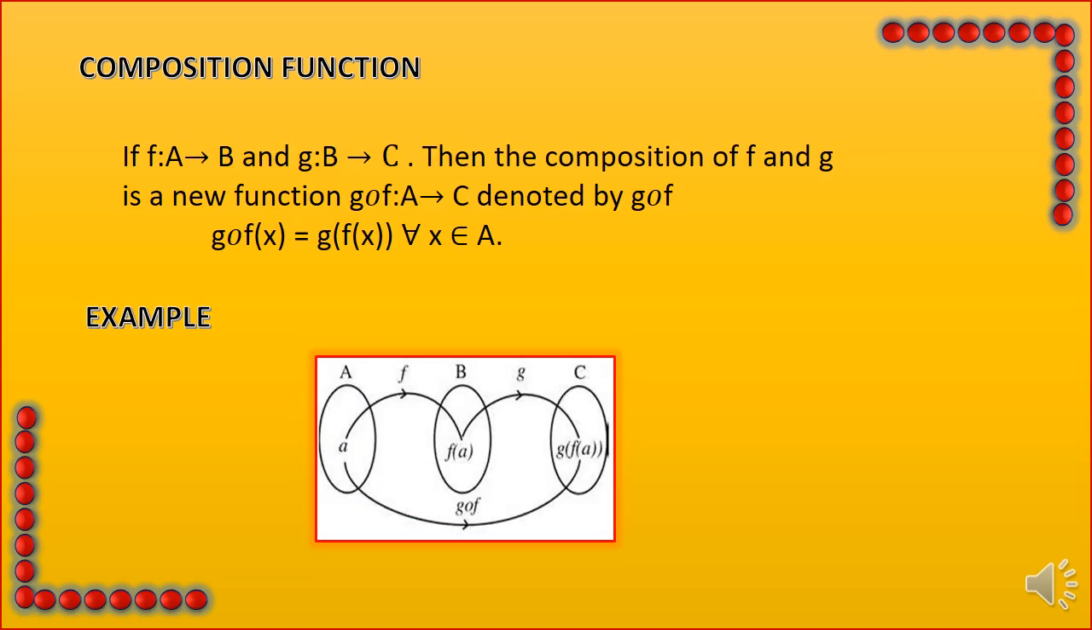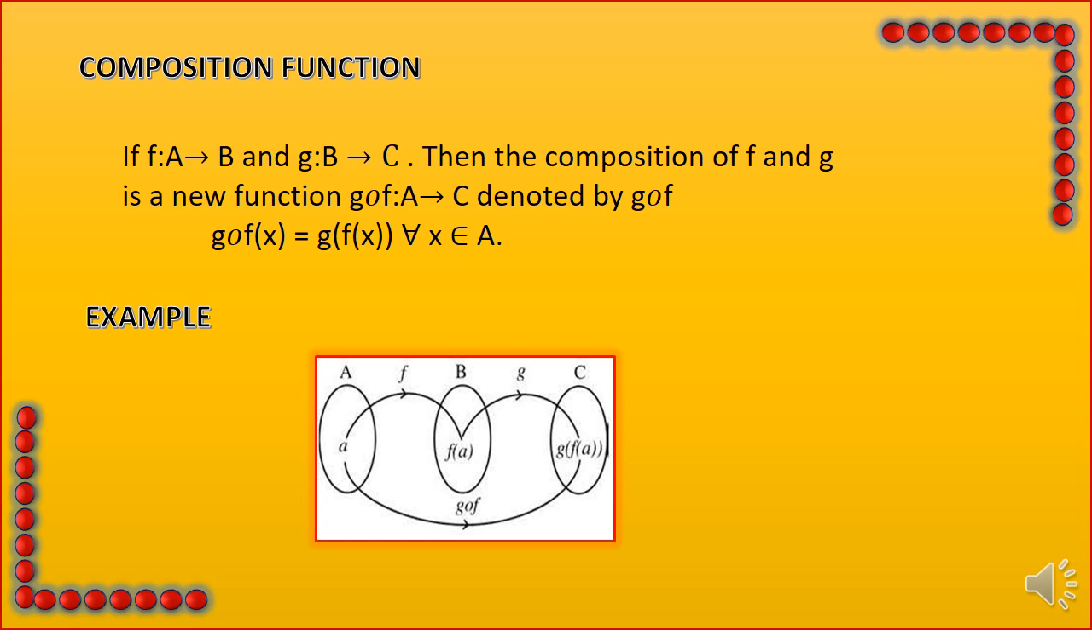Composition function. If f is a function from A to B and g is a function from B to C, then the composition of f and g is a new function. G composition f is a function from A to C denoted by g composition f. Here g composition f of x is equal to g of f of x for every x belongs to capital A.